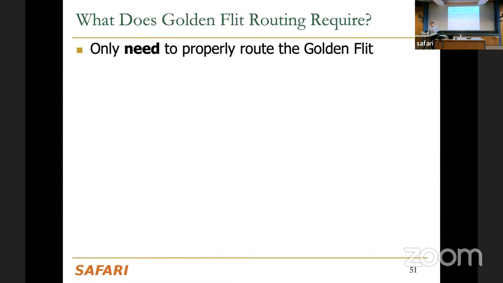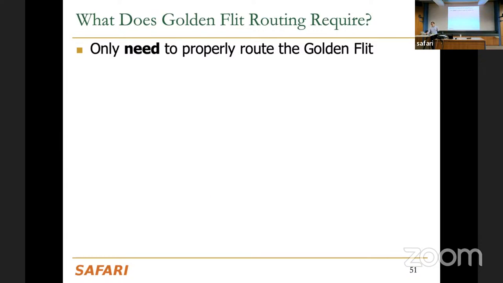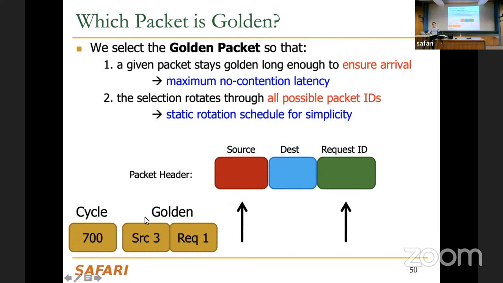So what does it require? Basically, you need to properly route only the golden flit. So now this goes away. No need for a full sort. We just need to identify the golden flit, which is already identified based on the static rotation logic. Essentially, it's a comparison of the source ID and the request ID, which already exists in the flit.